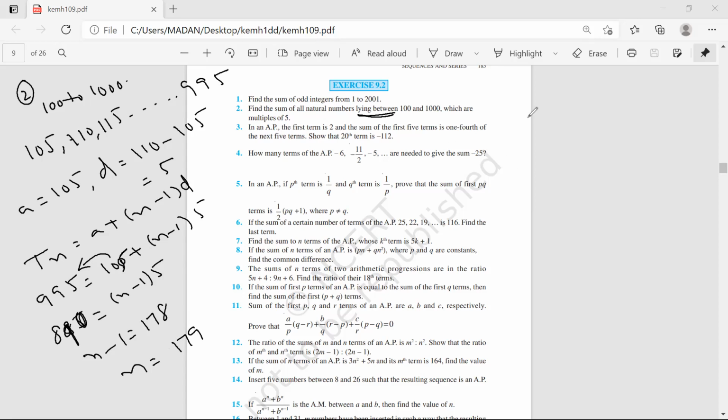Very good. Sn formula, n by 2 into a plus l, first term plus last term. Just simplify this: 179 by 2 into 105 plus 995.